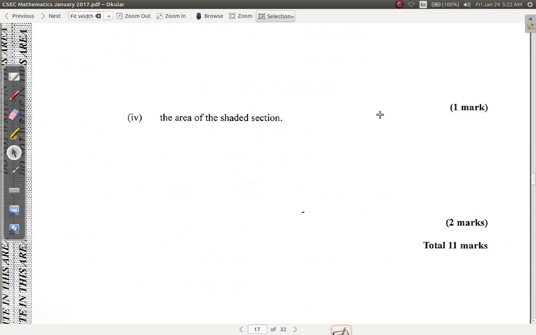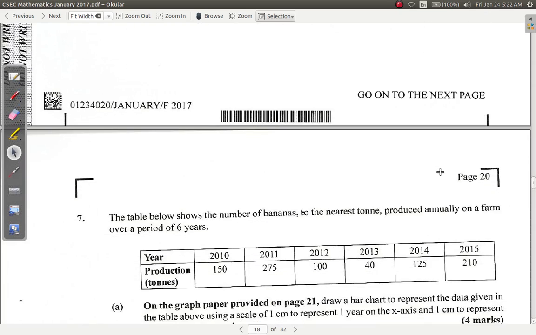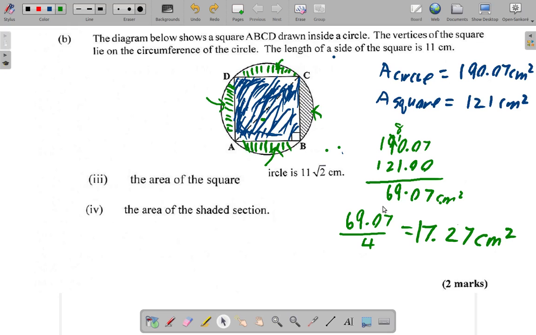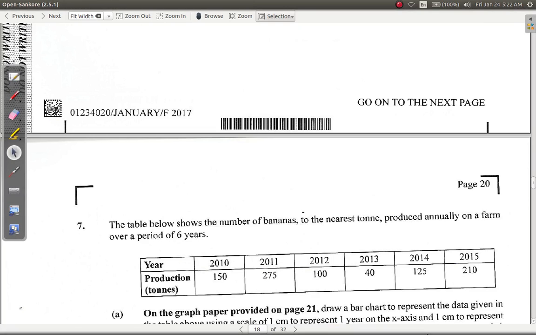Right? So that's it for question 6 for now. We'll do question 7 later on. Alright, good. So there you have it. Question 6. So I'll see you later for question 7.